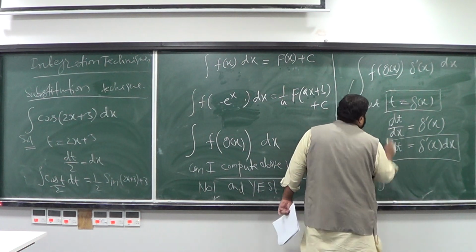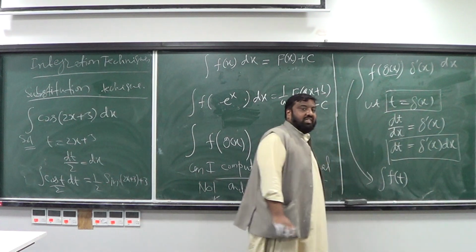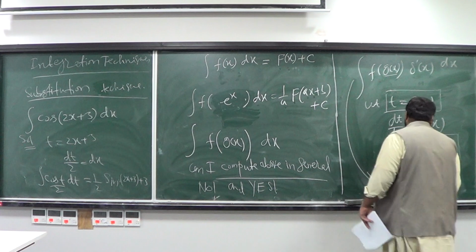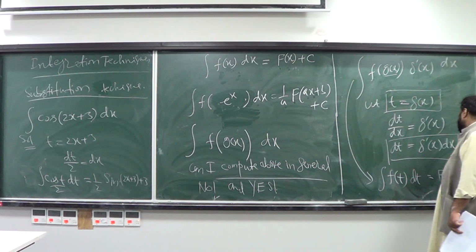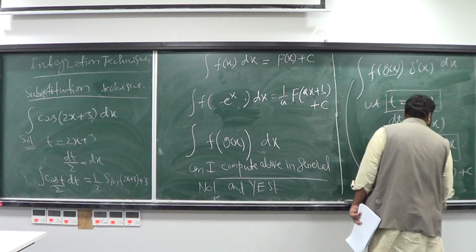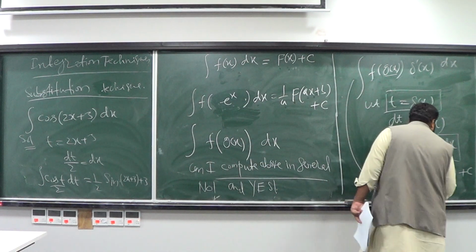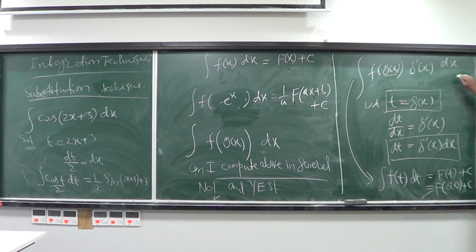And what would be this form? Replace g of x by t, replace g prime of x times dx by dt, then I know how to integrate it. And what would be the integral of this? Say the capital F is the antiderivative of small f plus constant c. So if I have F of t, now we're going to replace t by the substitution g of x, so F of g of x plus c. This is really the answer of this integral.